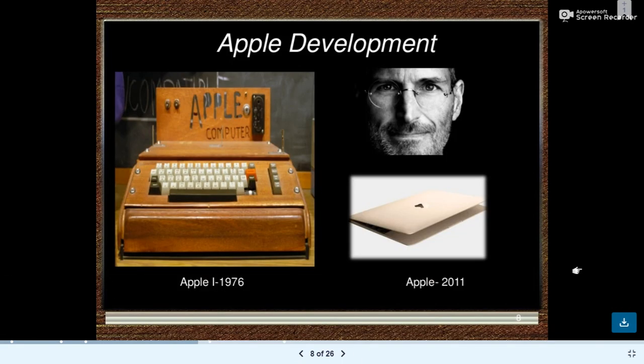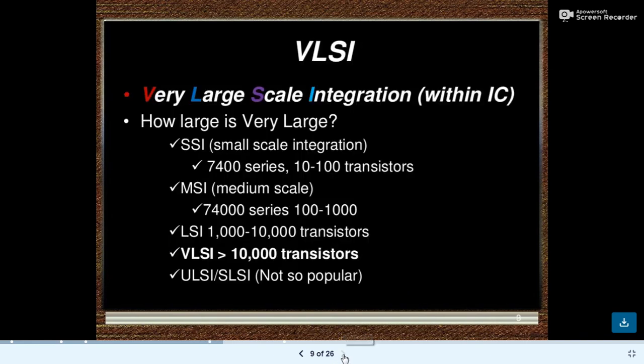Let us see the Apple development. The first Apple computer looked like this. It was bulky, it was huge compared with present things. And here, the iMac in 2011 was the slimmest and shortest computer and one of the fastest computers in the world. So this is the development via VLSI.